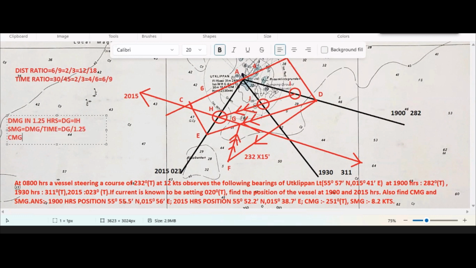CMG is the IH, or D to G, or D to E, all are course made good, any one. D to G or I to H, all are your course made good. We got our answers. Course made good we got. Speed made good we got. Positions, all three positions we got.